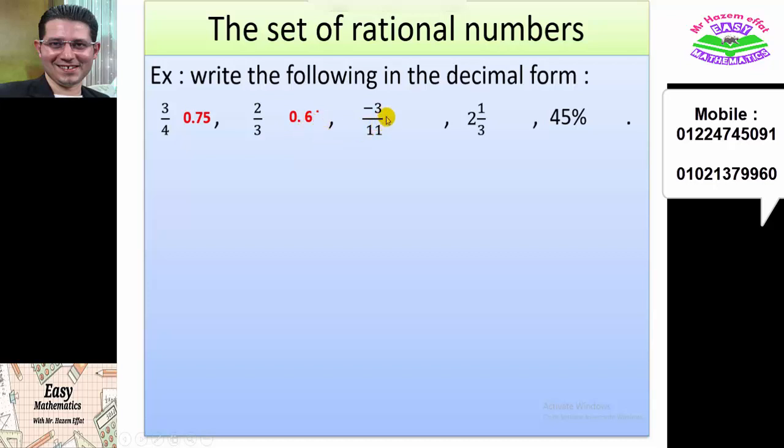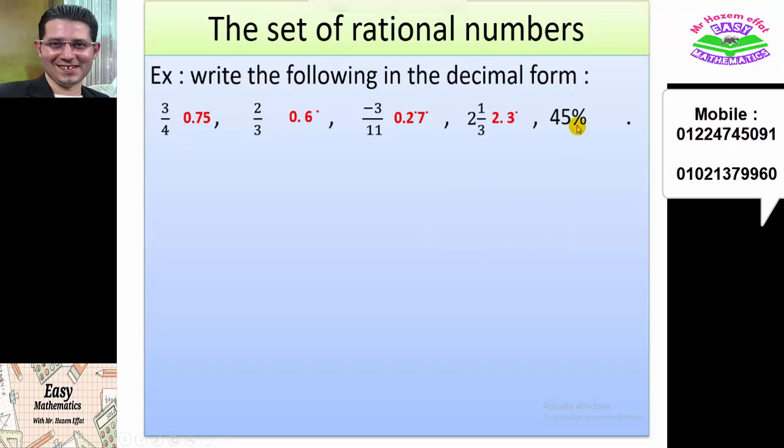The same with -3/11. It will be equal to 0.27 more times. So to make it easy to write, it will be equal to 0.27, and don't forget to put 2 dots above both of them. 2 and 1/3, write it on your calculator and press the button which changes it into decimal form. It will be 2.333 more times. It means 2.3 with a dot above.